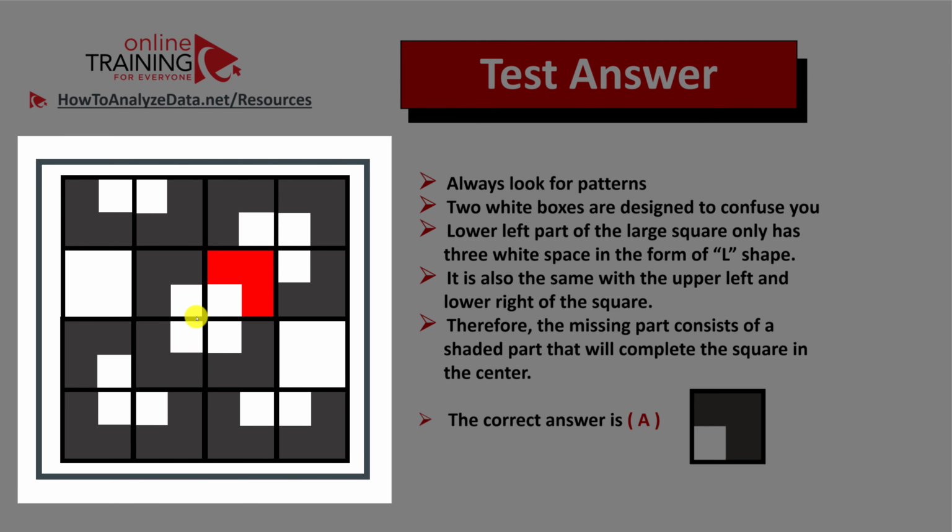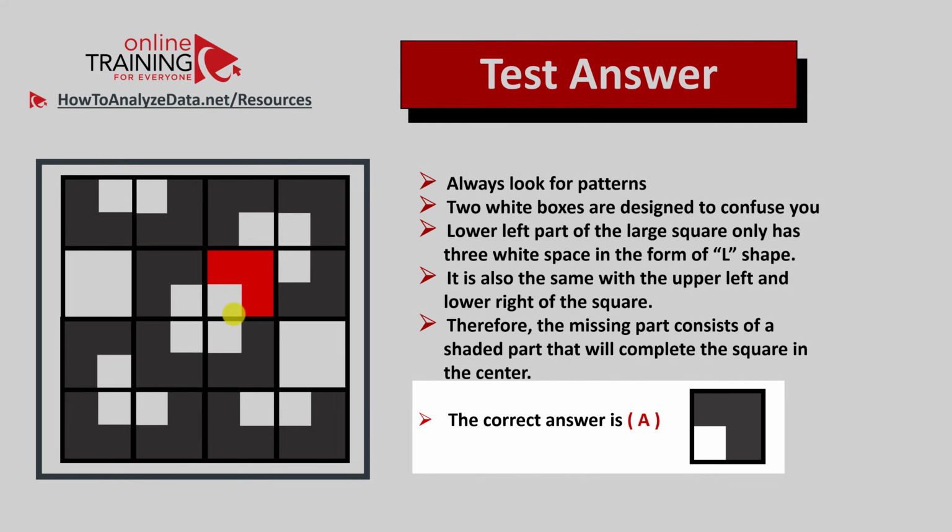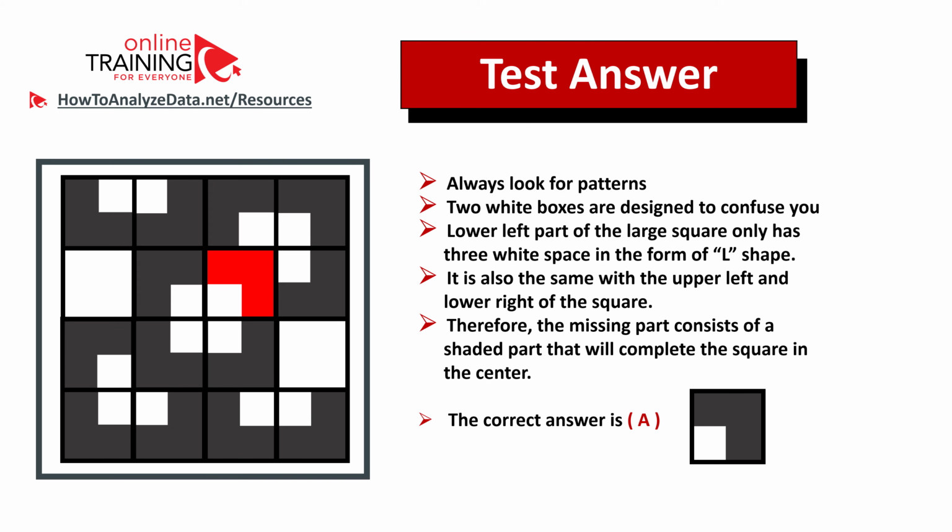Couple important considerations when answering this question. 2 white boxes designed to confuse you. Lower left part of the larger square only has 3 white spaces in the form of L shape. Similar symmetrical pattern follows in the upper right corner. This is why the missing part consists of the shaded part, which completes the square in the center. So the correct answer here is choice A. Hopefully you've nailed this question and now know how to answer similar problems on the test.